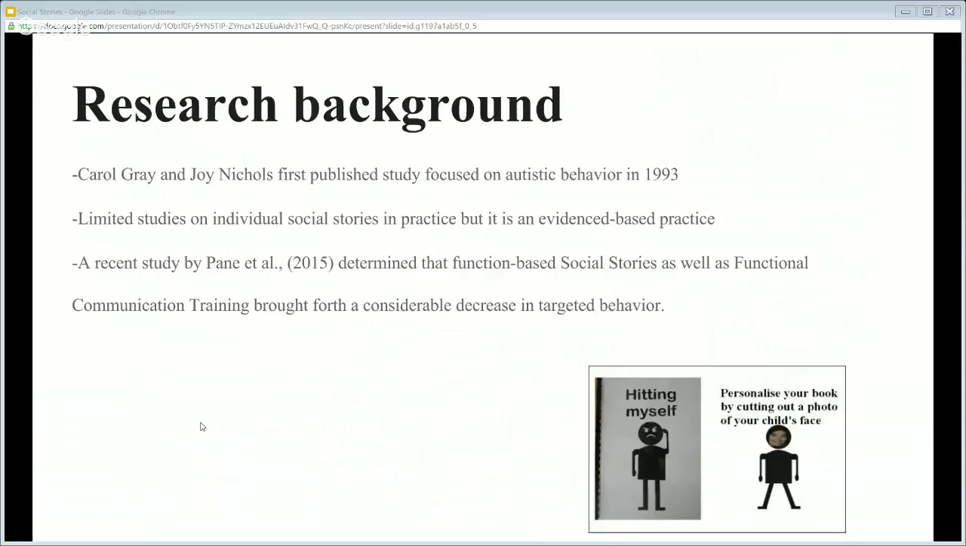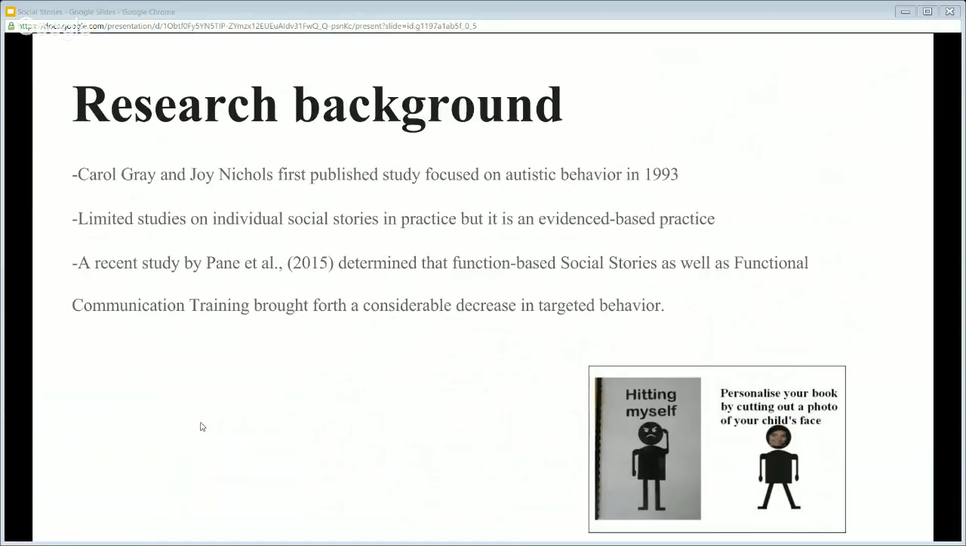One of the reasons behind this is because usually social stories are used with another intervention. They're not usually used alone. So when they're testing, it's hard to say, well, which one helped the child? Was it the other intervention or was it the social stories? Really, it's probably both, but that's why there are limited studies on actual individual social stories.